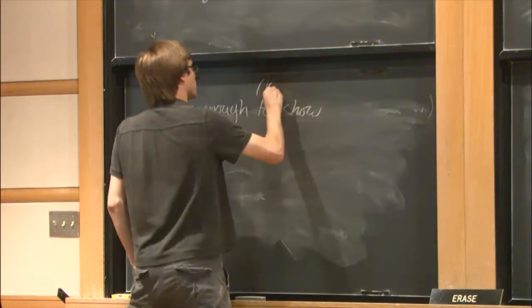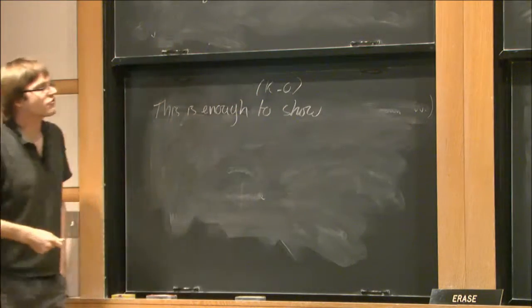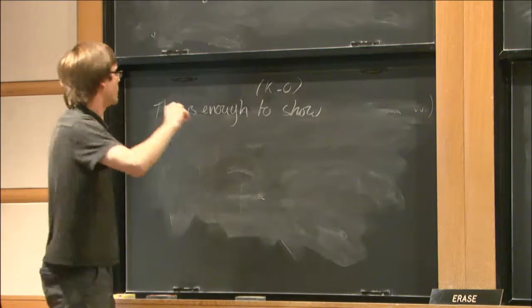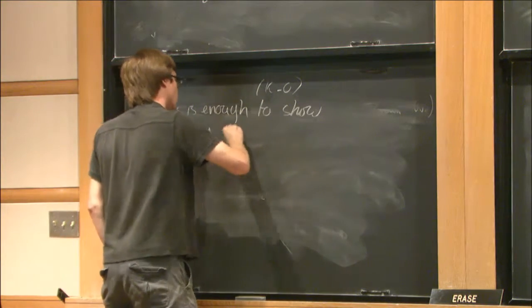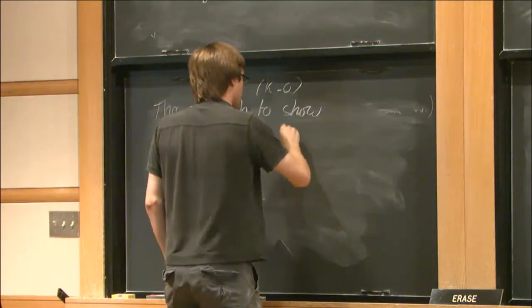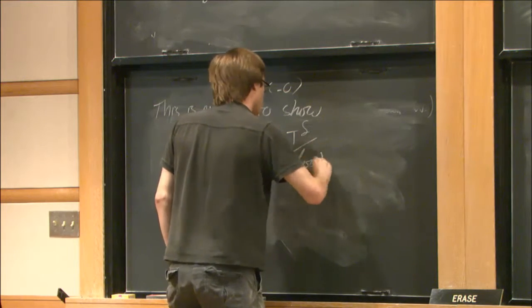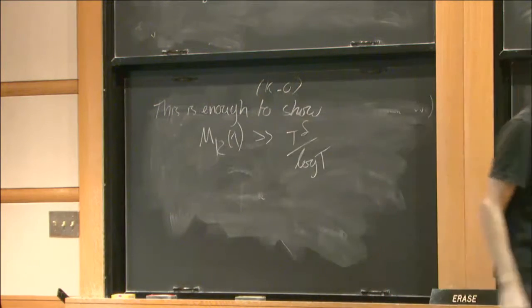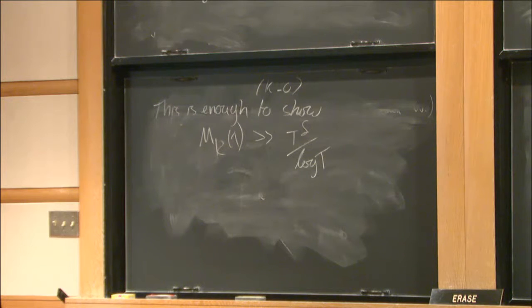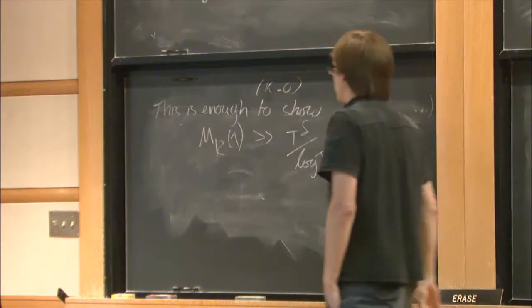This is again the same. For instance, it's in the same Kontorovich-Oh paper that this M_R of T is at least, somehow up to constants, as big as you would expect it to be. Okay, so this is some sort of in the direction of a prime number theorem for these guys.